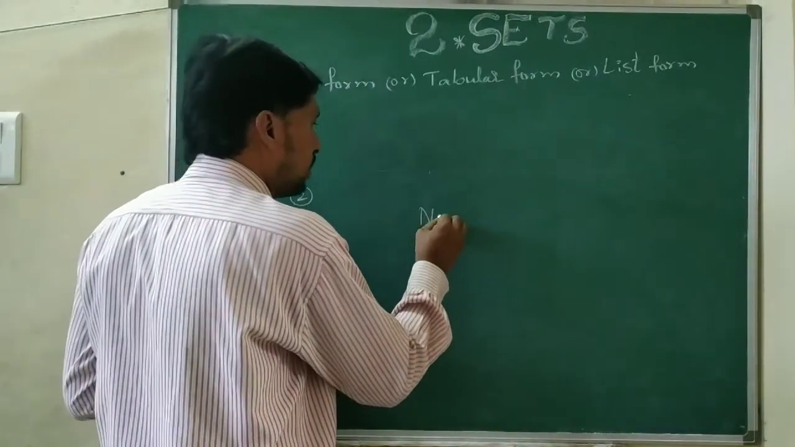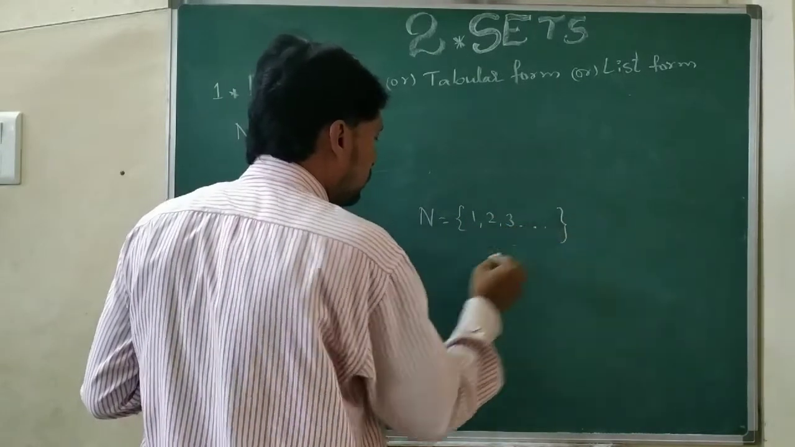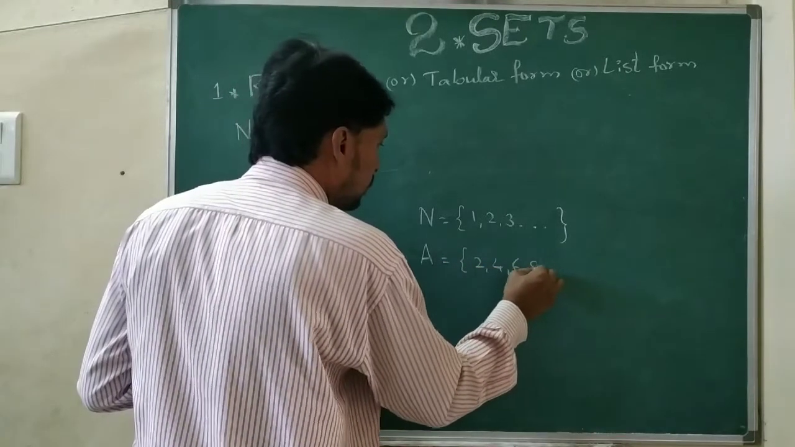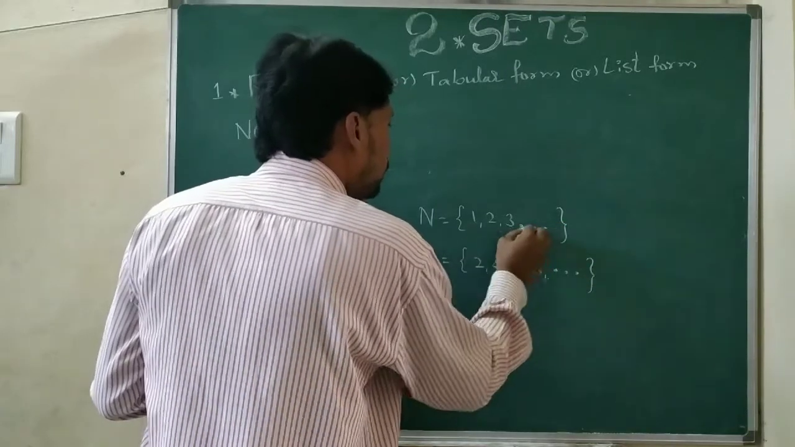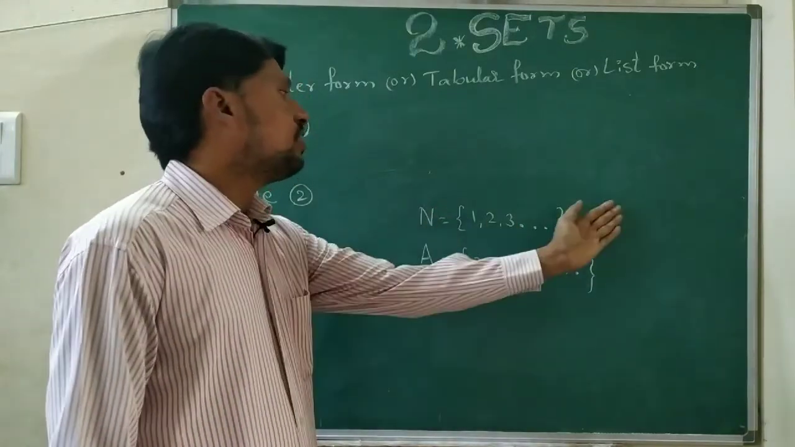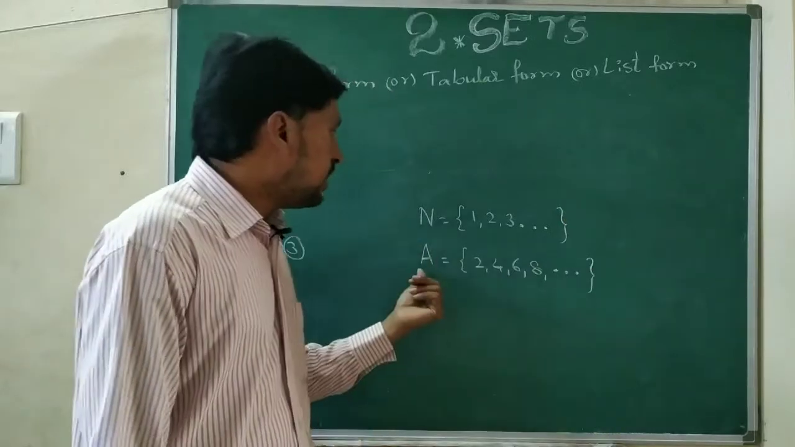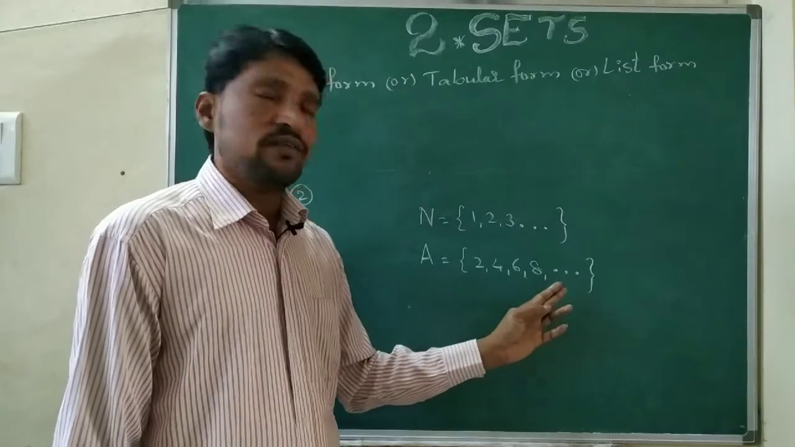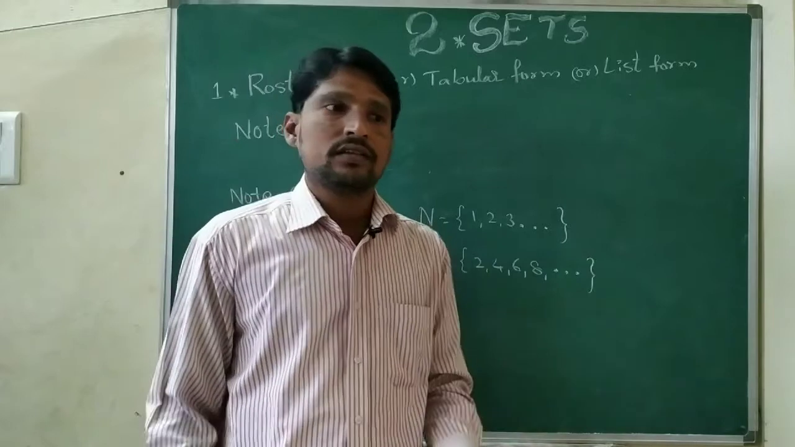For example, N equals 1, 2, 3, like this. A equals 2, 4, 6, 8, 3 dots. These 3 dots mean N is the natural number set, and 3 dots here mean it is an infinite set. Here A means the set of even numbers I took. Lastly we got 3 dots, which means it is also an infinite set.